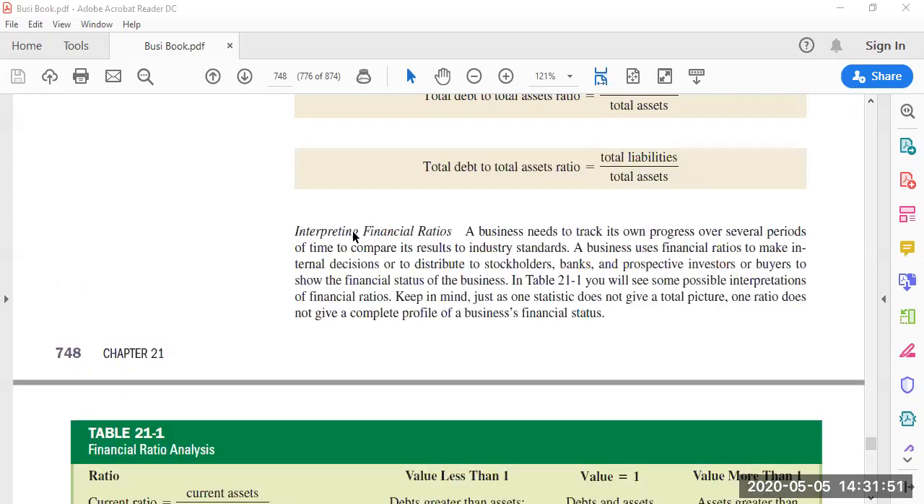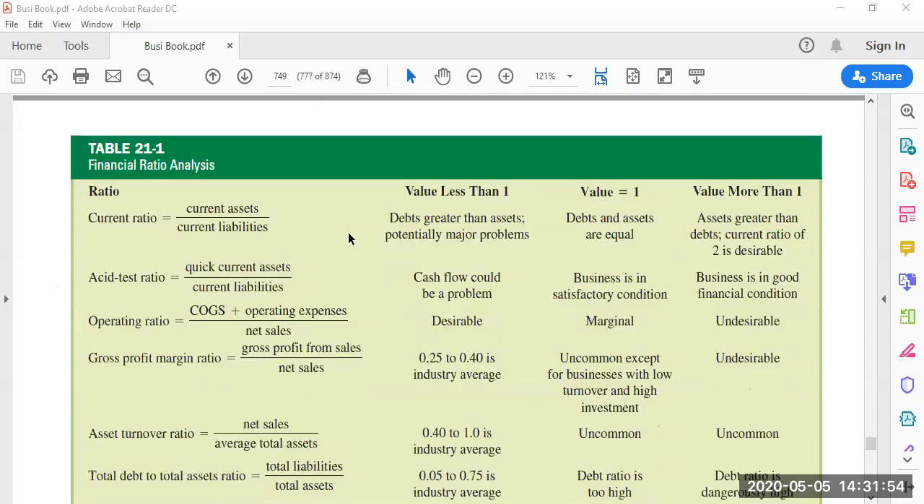So looking at this table now, we can see the current ratio. If the value of the current ratio is less than 1, then that is a sign there are some problems: too much debt compared to your assets. If it's equal to 1, that means it's not the best position. When the value is more than 1, you're starting to look like you're in a favorable, desirable position with current ratios. Your asset test ratio, cash flow could be a problem if the value is less than 1.